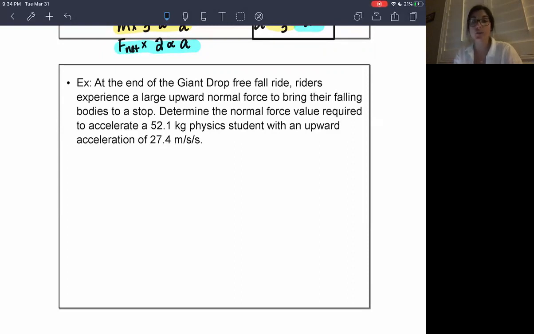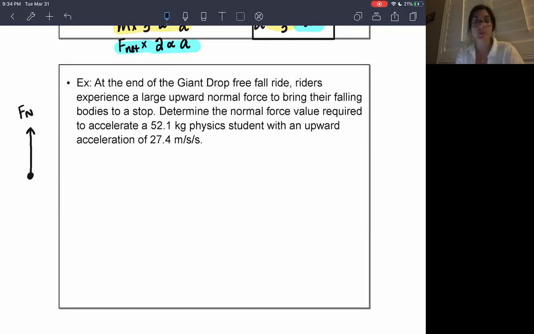So the first thing that I'm going to do is draw a force diagram for this person. So they're falling, and when they get to the ground, is it the ground that they're falling on? I suppose so. Yeah, they're falling to the ground, or I guess the ride that's holding them. When they're falling, they're experiencing a normal force. And this normal force is what's going to make them stop from their free fall.